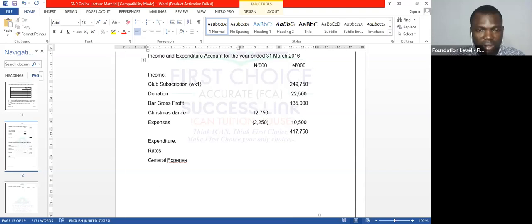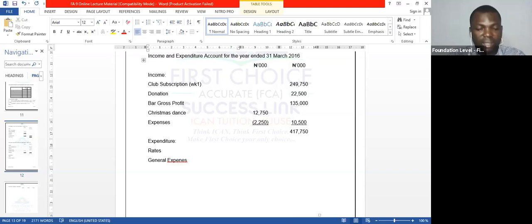Christmas dance expenses. We have used Christmas dance expenses as well. So the ones that we have are on our table. So those are the expenses that we have. Now let's try to work with the ones that we have on our table.